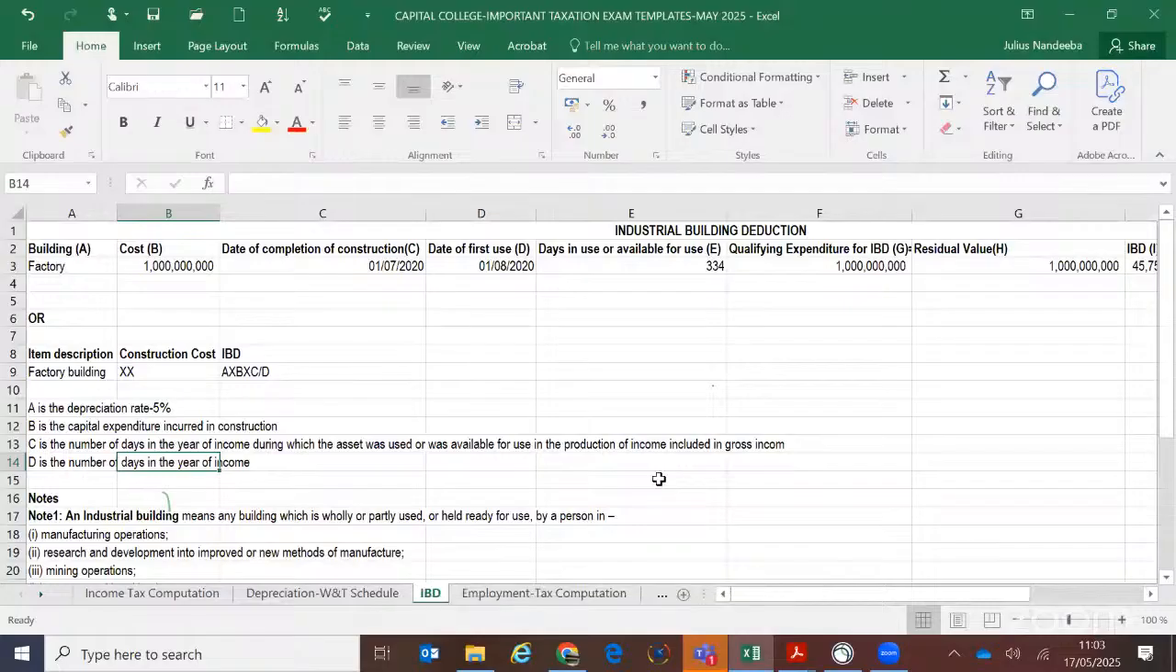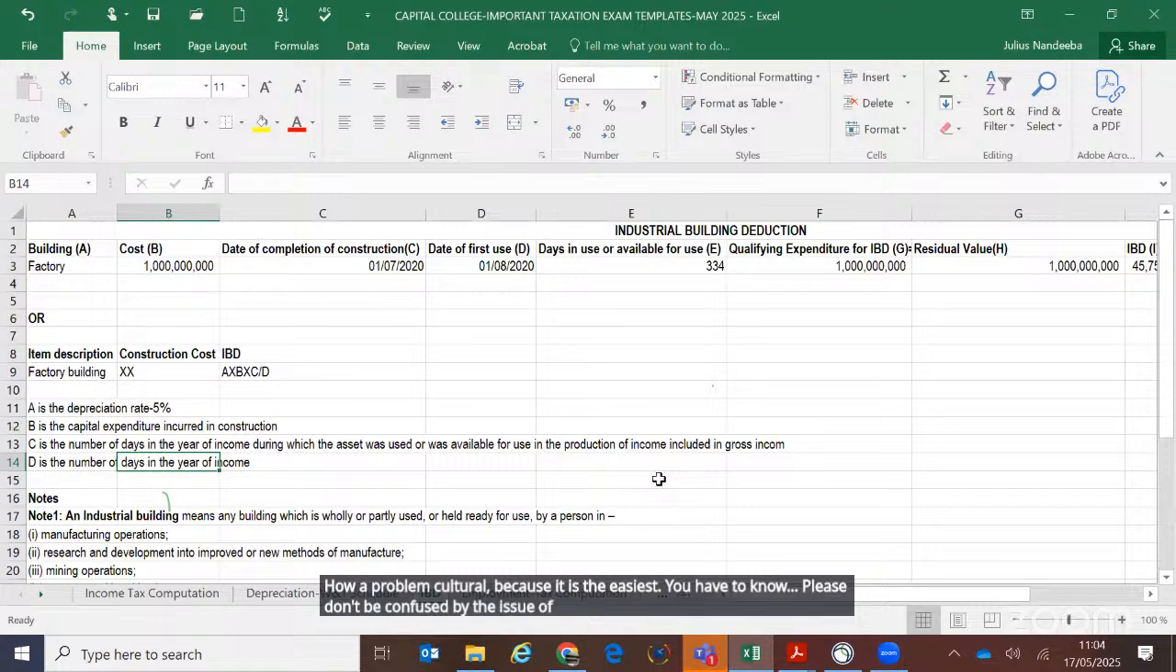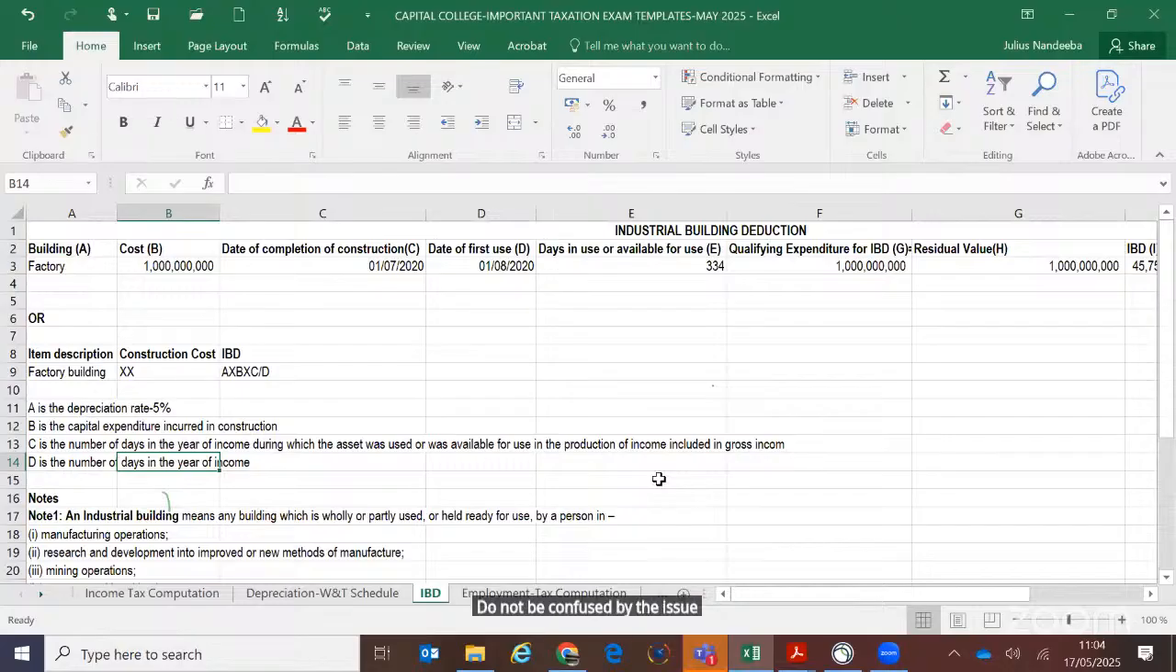Are we together? Does any one of you have a problem calculating IBD? Because it is the easiest. Please don't be confused by the issue of initial allowance. You're not going to have it. Do not be confused by the issue of initial allowance.